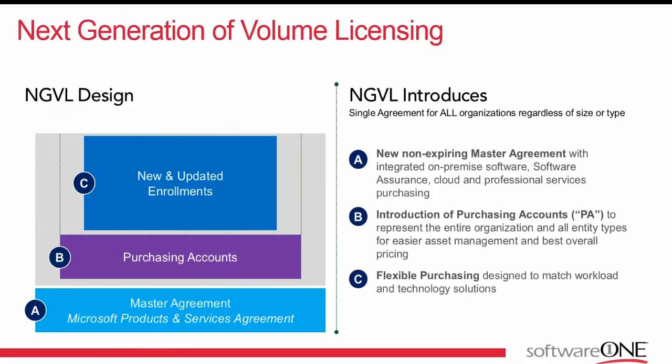Again, this is probably repetitive of what was there before, but I just wanted to build up NGVL on its own. So at that bottom layer you have that MPSA, that broader agreement. Within that you have those purchasing accounts that you can purchase against. Just a reminder that you can have one single purchasing account with multiple suppliers reporting into that, or you can have multiple purchasing accounts.